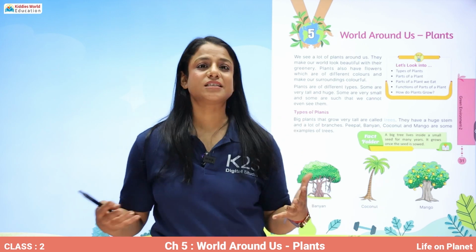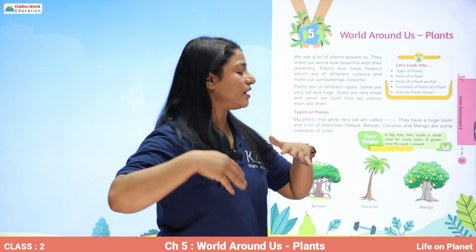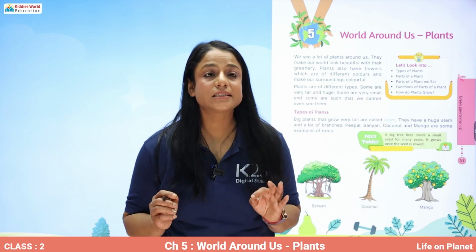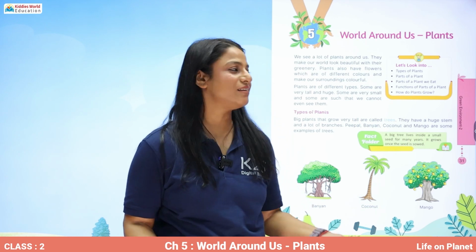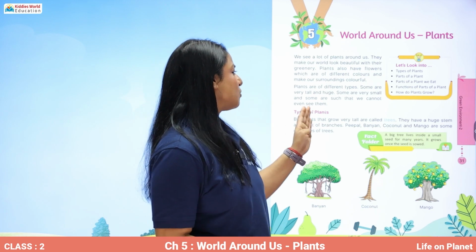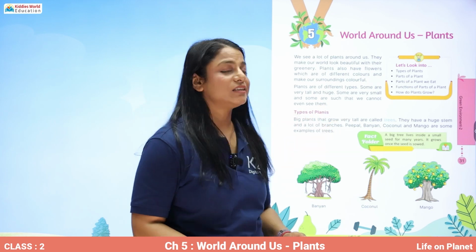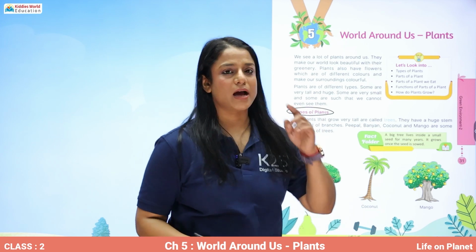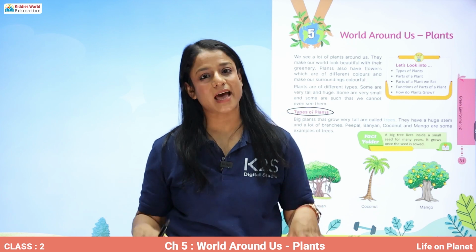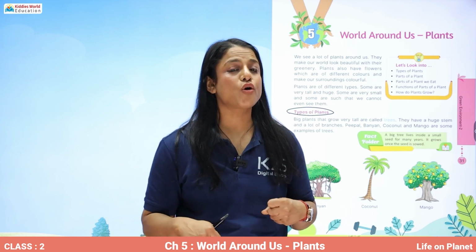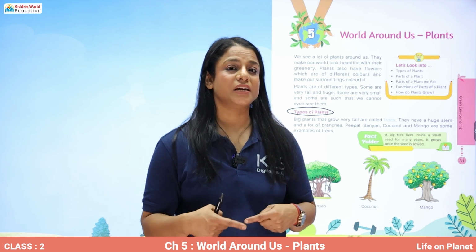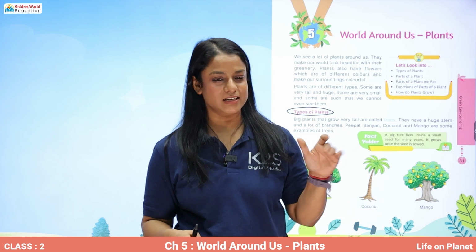Plants are of different types. Some are very tall and huge, some are very small, and some plants are so small that we cannot even see them with our eyes. Now, what are the types of plants? According to their size and how strong or weak they are, the plants can be divided into 5 categories.